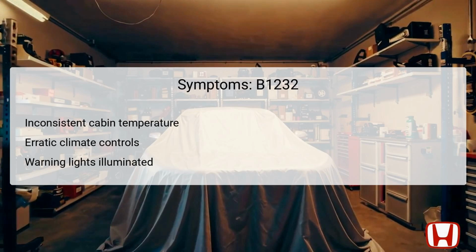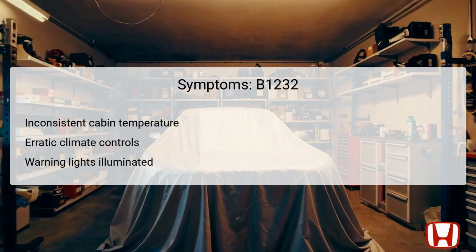When the DTC is present, a variety of symptoms may manifest within the vehicle's climate control system. Drivers and passengers might notice inconsistent cabin temperatures, where the system fails to cool the interior adequately due to incorrect readings from the evaporator temperature sensor.